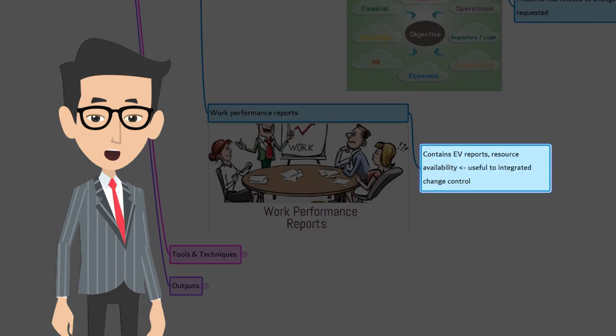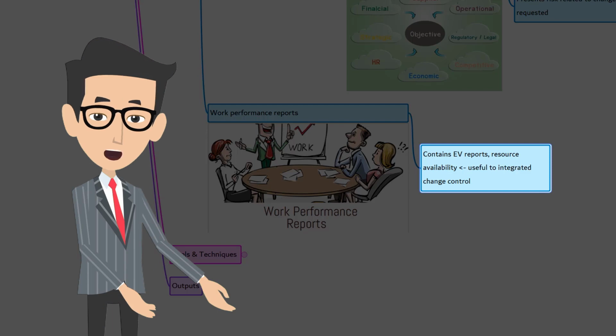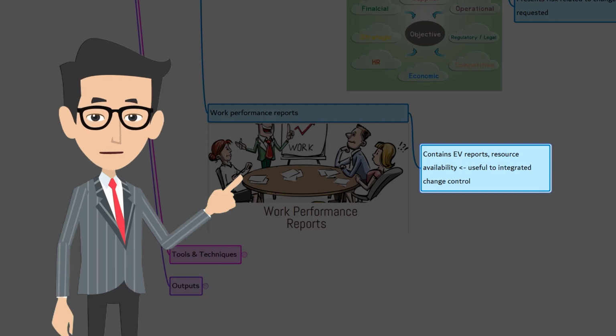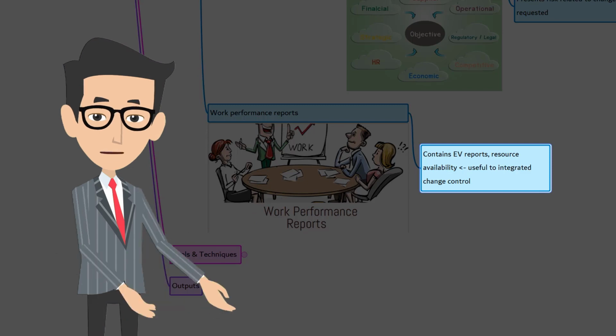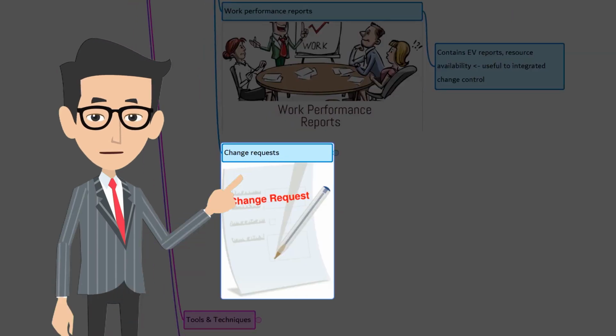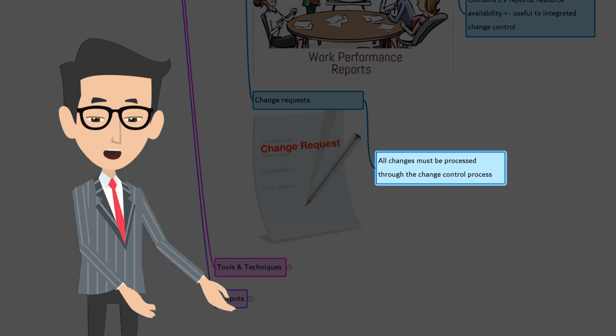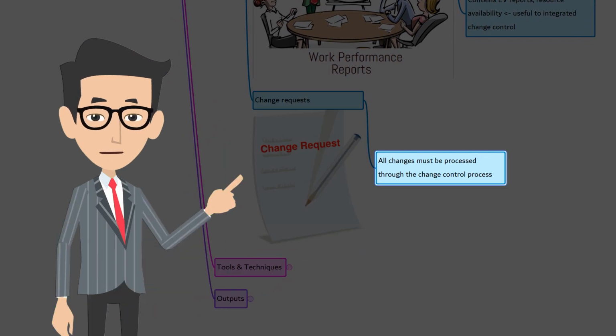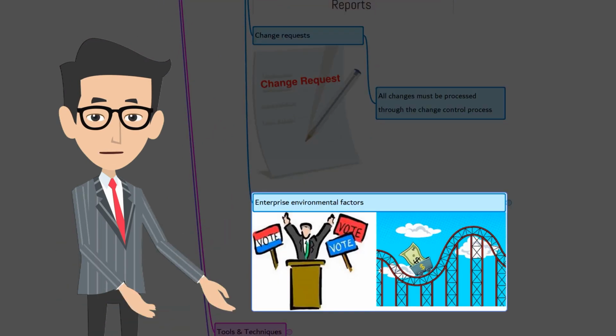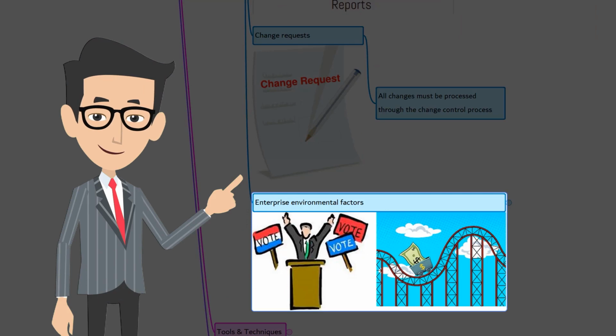Work performance reports. Work performance reports contain information about resource availability, schedule and cost data, earned value reports, and burn up or burn down charts, which are some of the key inputs that are required to perform integrated change control. Change requests. All the change requests must be processed through the Perform Integrated Change Control process. I know, broken record.